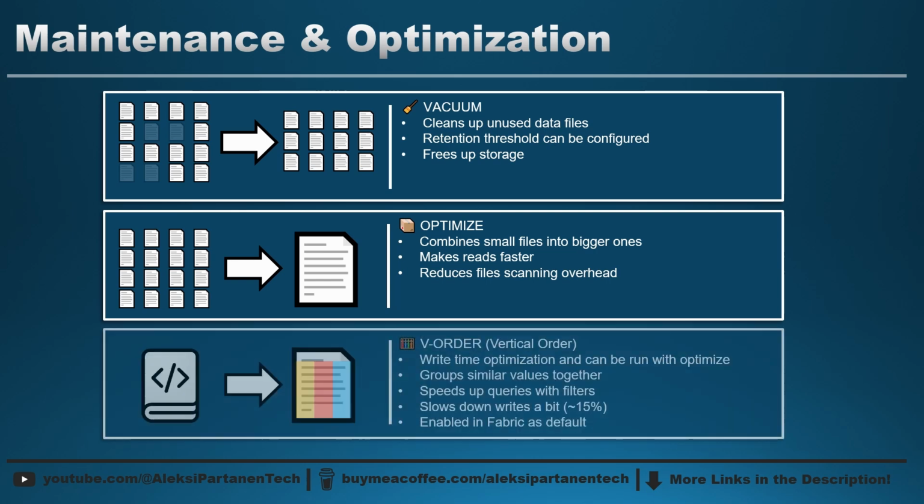Lastly, we have V-order, which stands for vertical order, and it is a write-time optimization and can be run with the optimize command. Also, it can be turned on so that it is run always when writing data. V-order will group similar values together so that they are faster to query, and it will especially speed up queries with filters. The minor downside is that when turned on, it will slow down writes a bit, around 15%, but should make reads significantly faster, and thus V-order is a good option to have turned on. And it is actually enabled by default in Fabric, which in my opinion is a good thing.